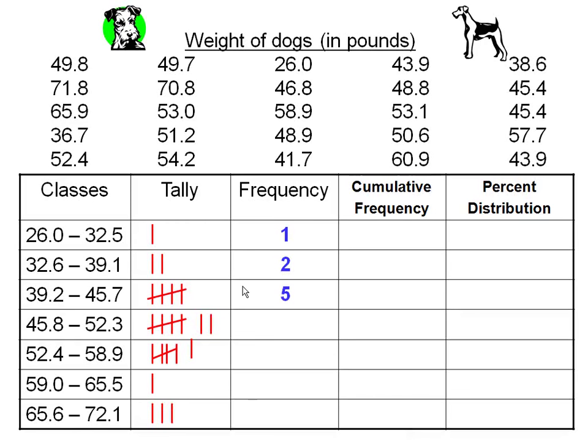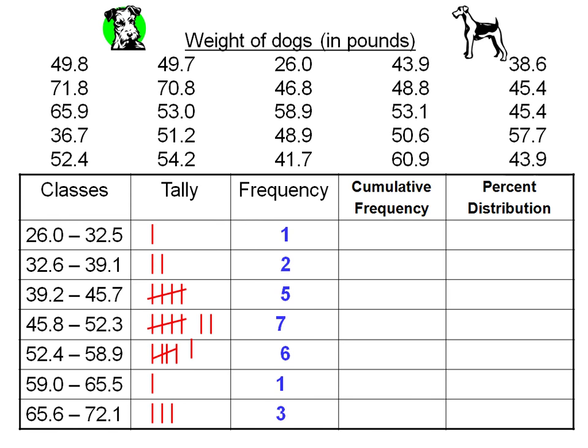Okay, so you had 5. How many numbers did you have between 45.8 and 52.3? You had 7. How many numbers did you have between 52.4 and 58.9? 6. How about this one? 1. And then the other one was 3. So you got your frequency distribution.